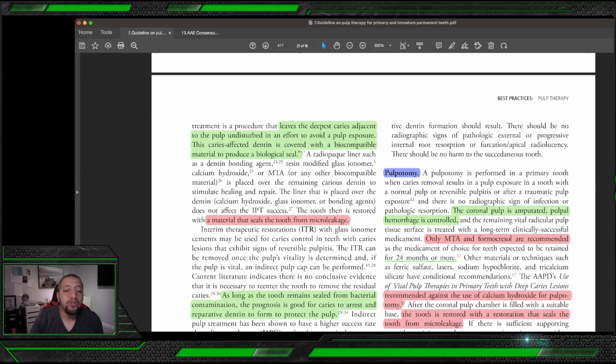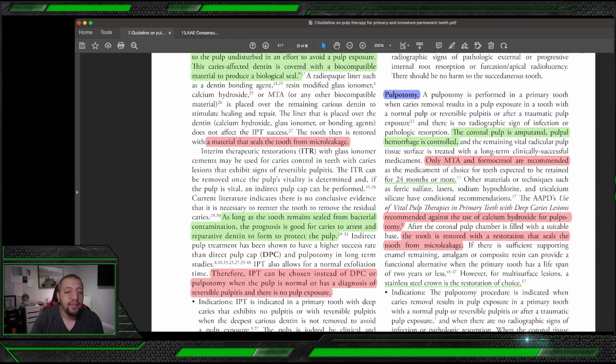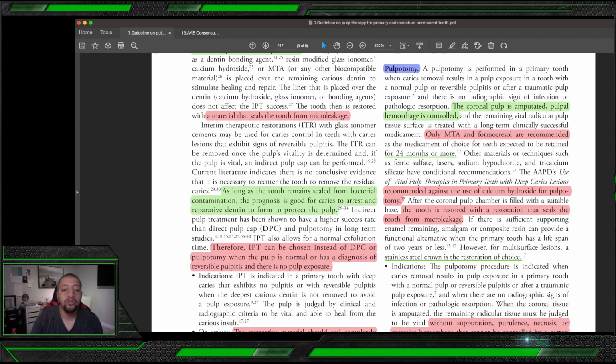Okay, the most important factor for this line of treatment: the tooth is then restored with a material that seals the tooth from microleakage. This is extremely important. As long as the tooth remains sealed from bacterial contamination, the prognosis is good for caries to arrest and reparative dentin to form to protect the pulp.